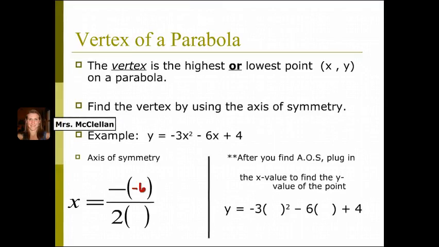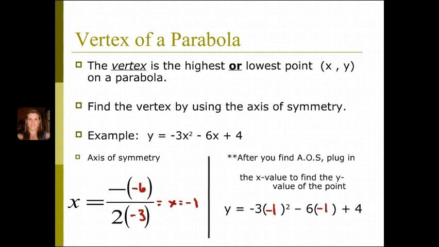Okay, so continuing on from the previous slide, we're going to go ahead and fill in the left side with what we've done on the previous slide. So x equals negative 1. Okay, and then to find the y value on your axis of symmetry, to find the vertex, the second point in the coordinate, you need to plug your x value into the equation.